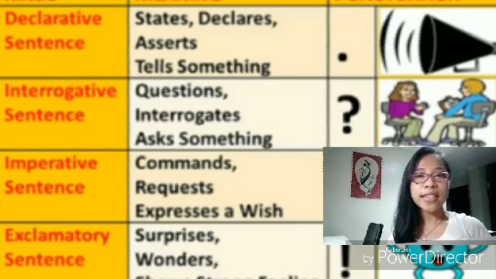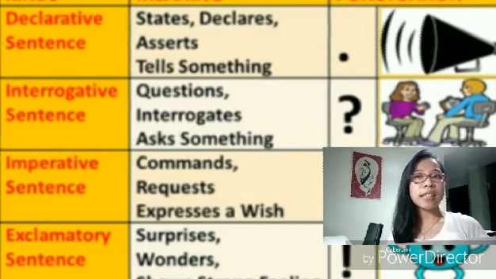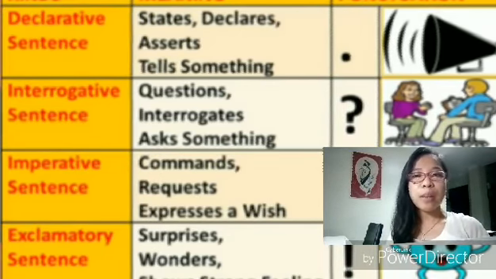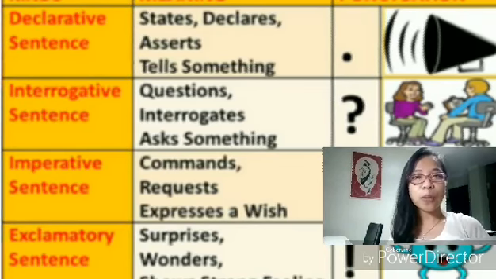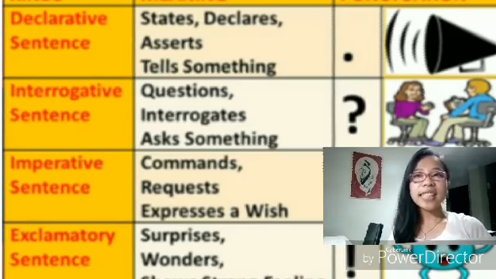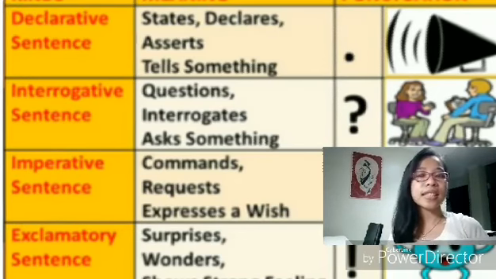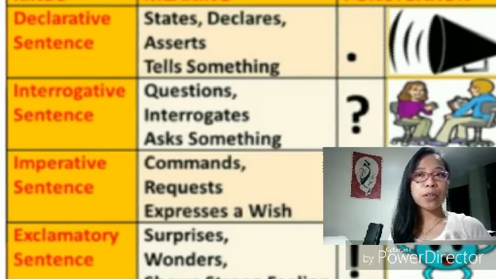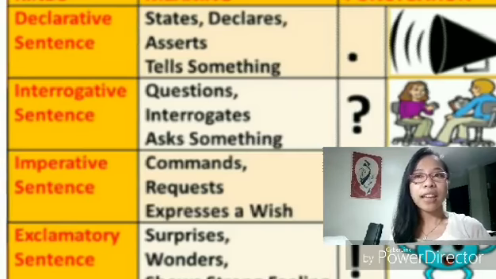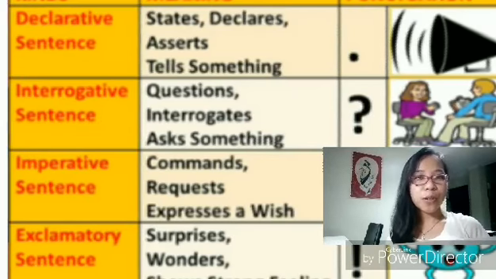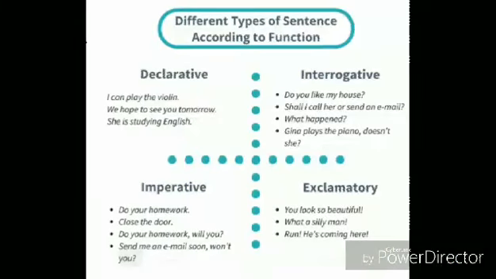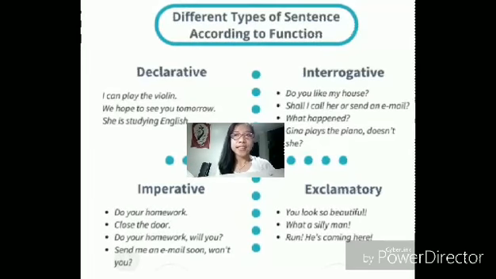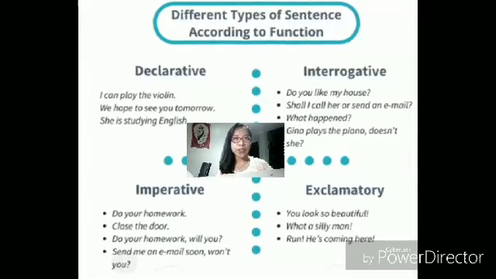And then if your sentence is in the form of a command or a request or expresses a wish to someone else, then this sentence is called an imperative sentence. And lastly, if your sentence expresses a sudden and strong feeling, for example you are surprised or you wonder about something, then this sentence is called an exclamatory sentence. And here are other sample sentences according to their classification.